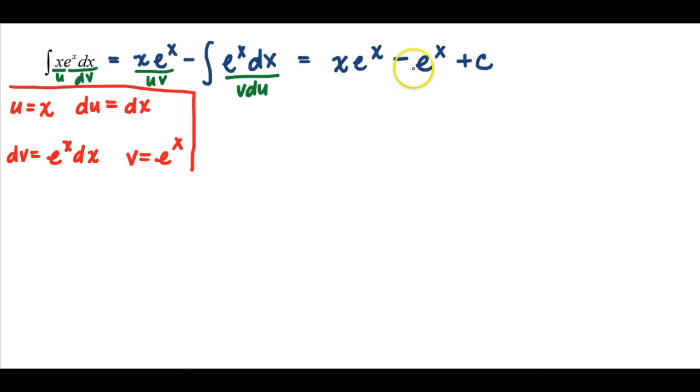So if I wanted to here, I could go ahead and pull out an e to the x from what's in these left two terms. So I could write this as e to the x times x minus 1, and then plus the constant c.